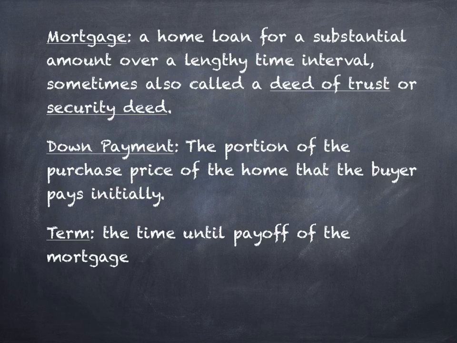a mortgage. A down payment is the portion of the purchase price that the buyer pays when they close on the house. So when they actually take possession of the house and get to move in, and they are the quote-unquote owners of the house, the down payment is the portion that they paid at that time. A term is the time length that you will take to pay off the loan, at least your intended time length at the beginning of this situation.